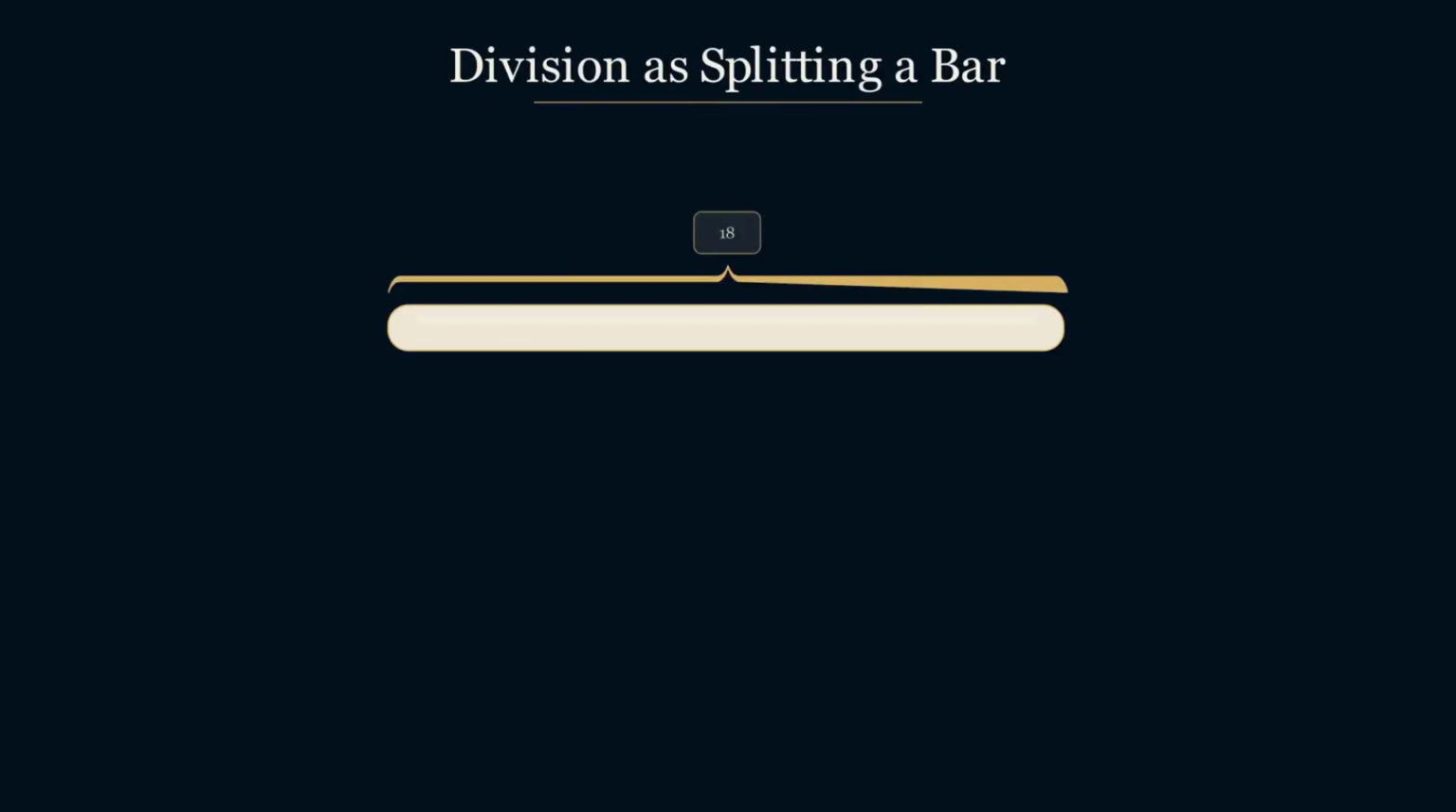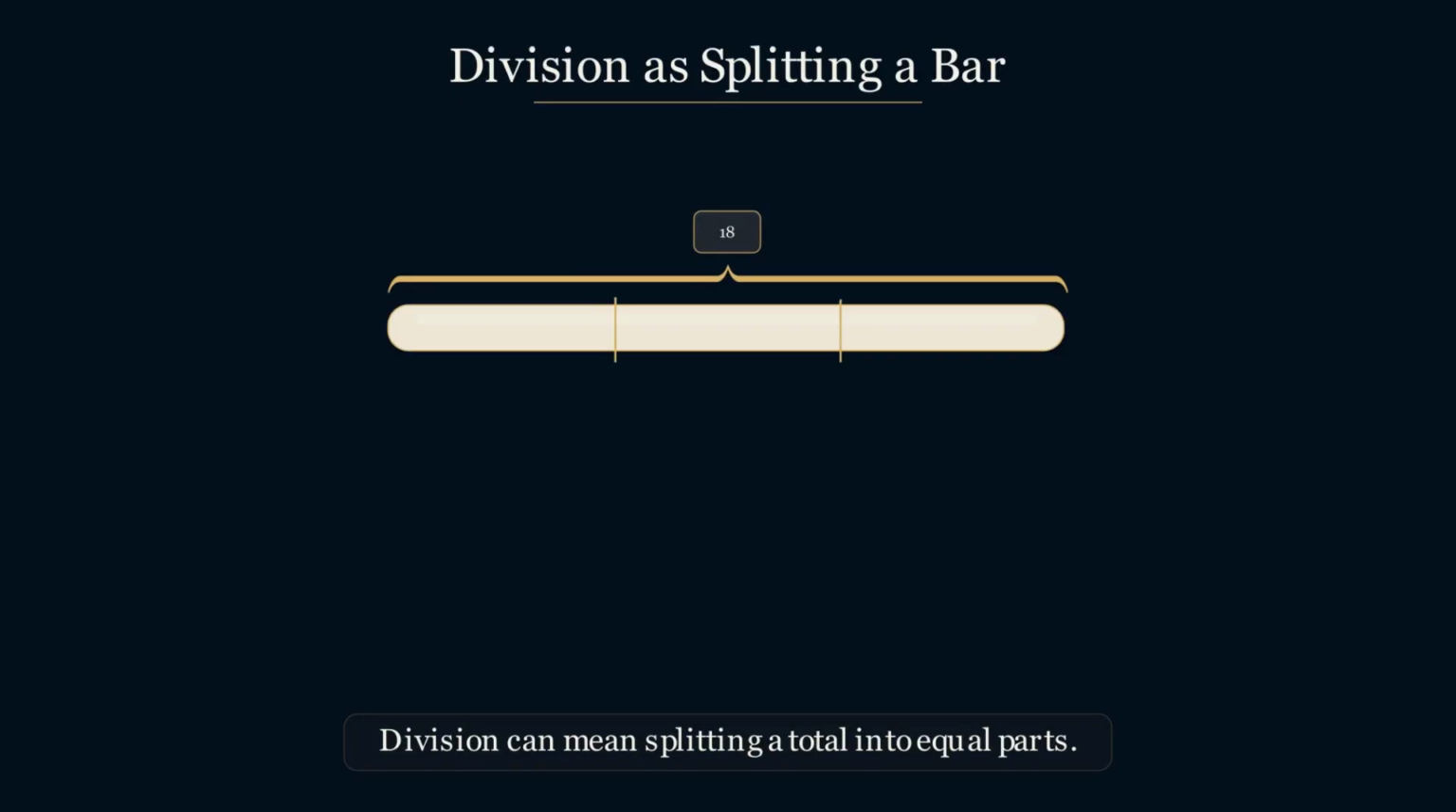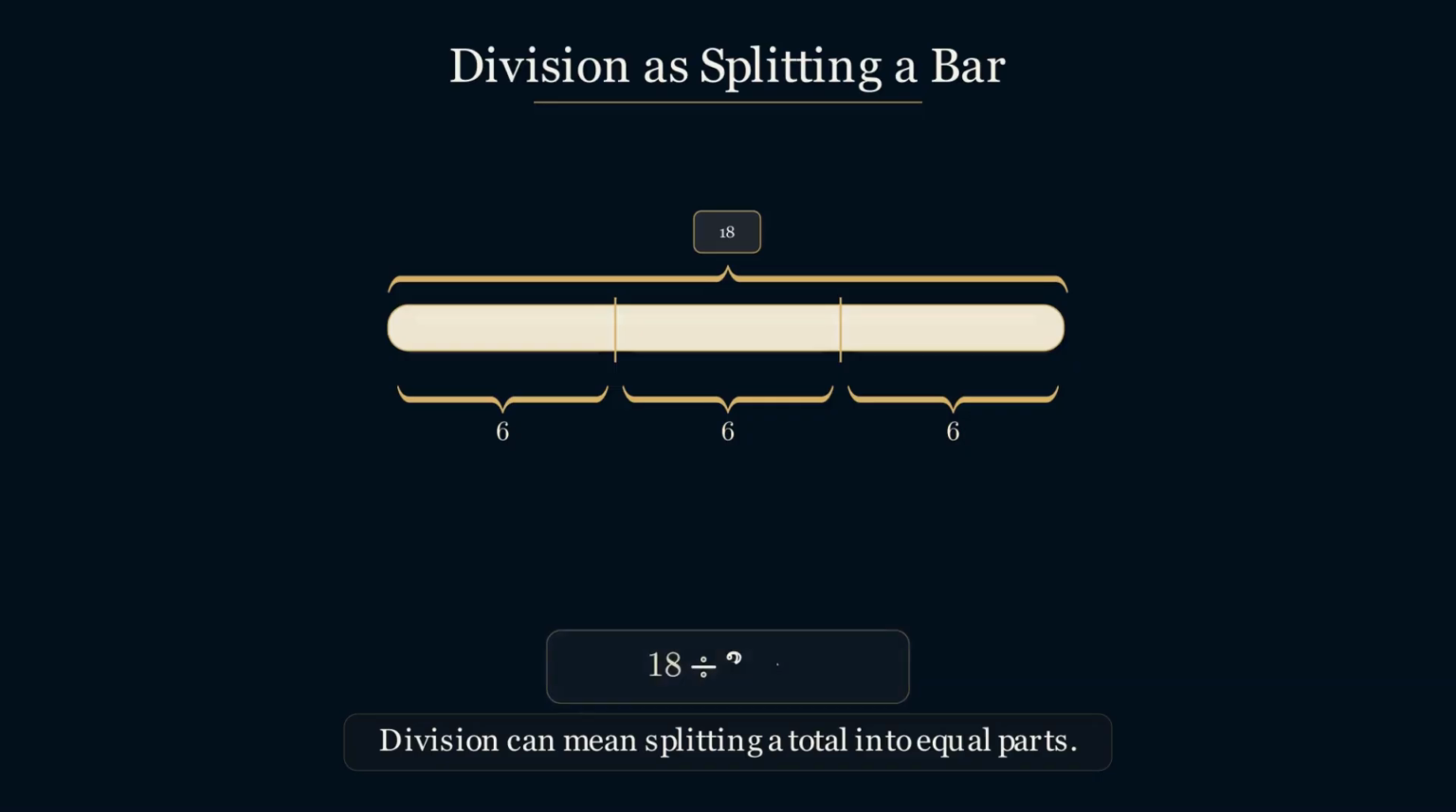Now look at division with a bar model. The whole bar represents 18. We split the bar into 3 equal parts. The cuts show the equal sections. Each section has the same length. Since 18 is split into 3 equal parts, each part is 6. 18 divided by 3 equals 6.